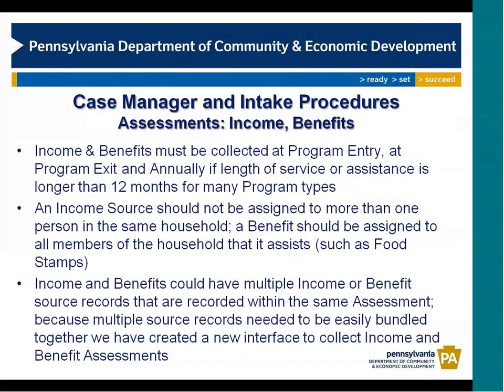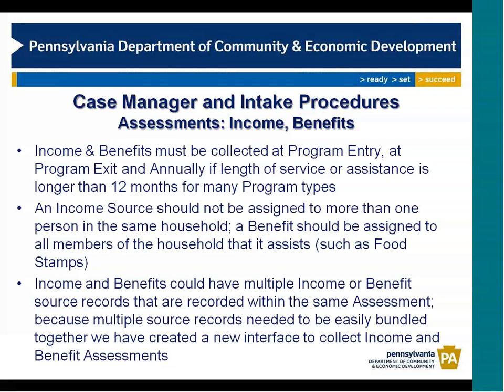Income and benefits must be collected at entry, exit, and annually for a lot of different program types. Now, an income source should not be assigned to more than 1 person in the same household. Income gets assigned to just the person that either actually earned the money or that had their name on the check, if it's a benefit. Just 1 person should get each income source.